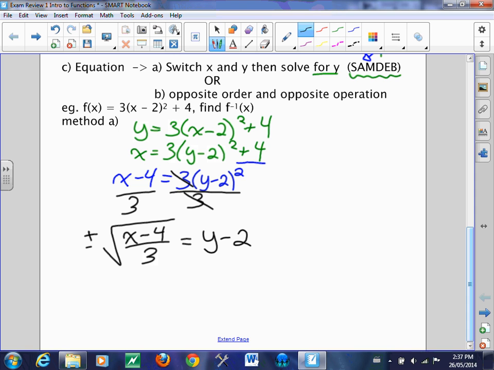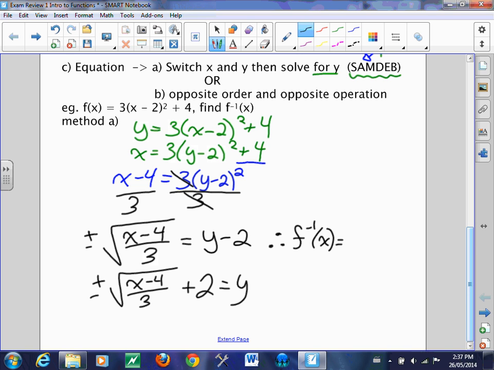Okay, and then finally to get y by itself, you remove that bracket. So it's going to be plus or minus the square root of (x minus 4) all divided by 3 under the square root, plus 2 equals y. Don't forget to say, therefore, the inverse function equals, and you can do it this way. You can put the 2 in front. Some people like that.